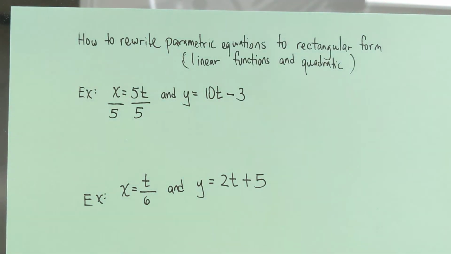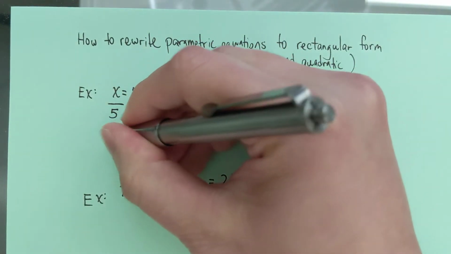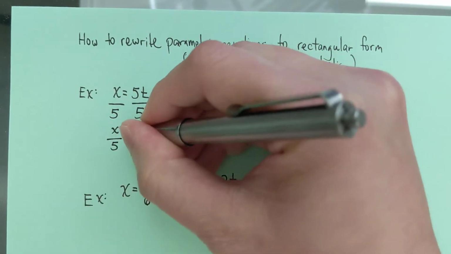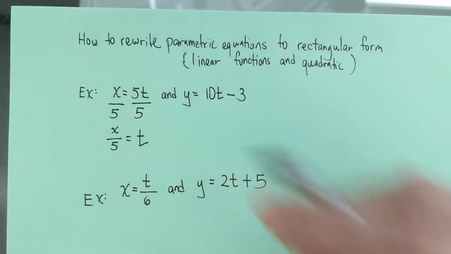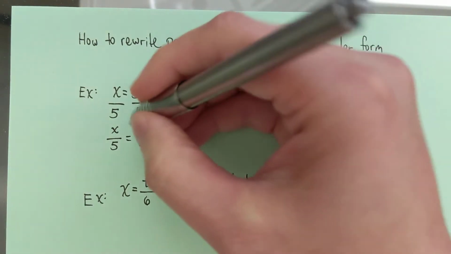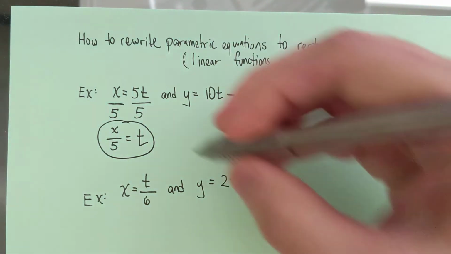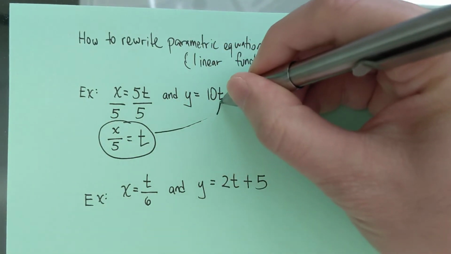So in order to achieve that, I'm going to divide both sides by 5 to end up with x divided by 5 equals t. As you can see, I achieved my goal. T equals something. The whole reason for that is so that we can take this and plug it in for t.